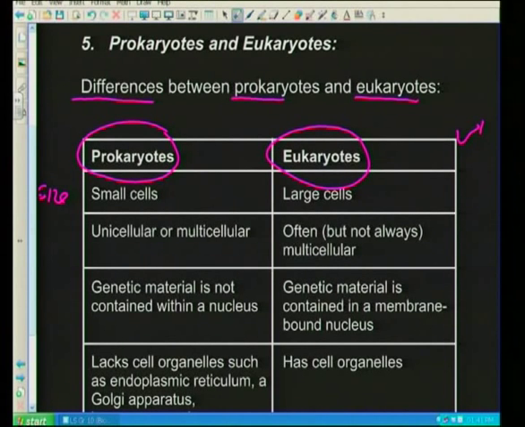Most prokaryotes are unicellular, single-celled. But eukaryotes are mostly multicellular. So prokaryotes could be uni or multicellular, but eukaryotes are often multicellular. The genetic material within a prokaryote is not confined to a nucleus or nuclear membrane. The genetic material in a eukaryote is bound by a nuclear membrane.